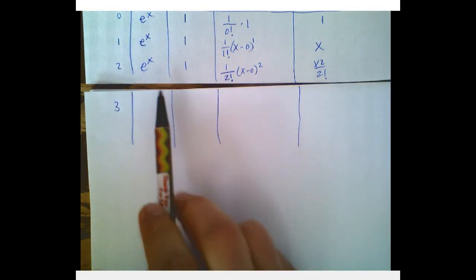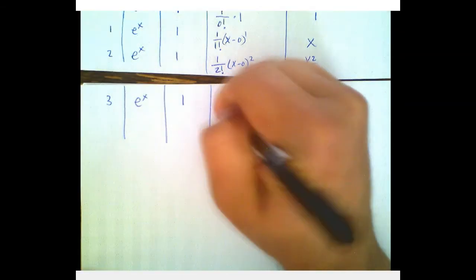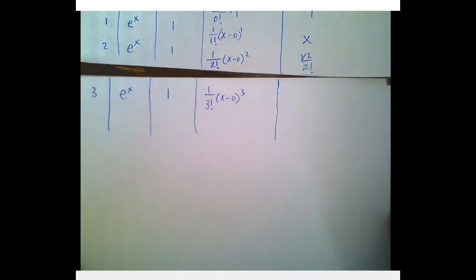Okay, let's do one more term there. 3. Okay, so the third derivative would be e to the x again, evaluated at 1. And we'll get 1 over 3 factorial, x minus 0 to the third, or x cubed over 3 factorial.